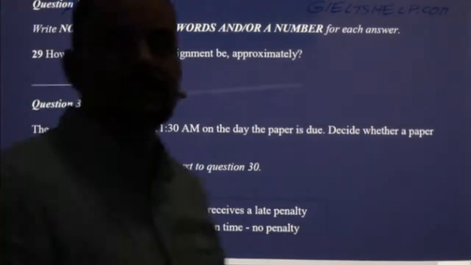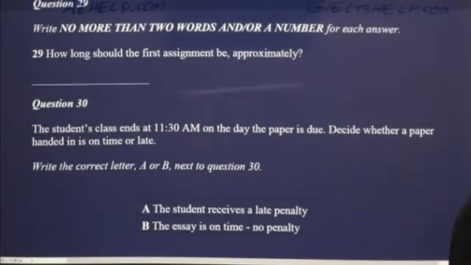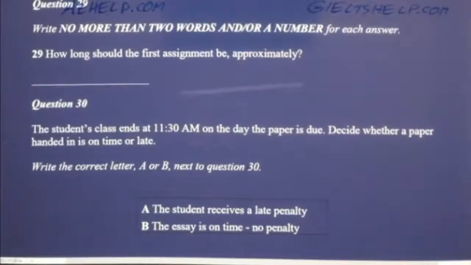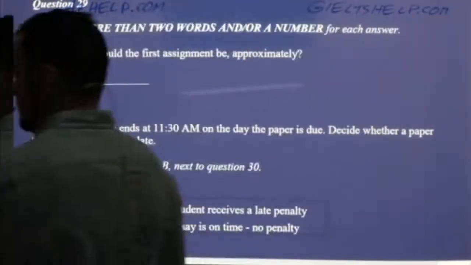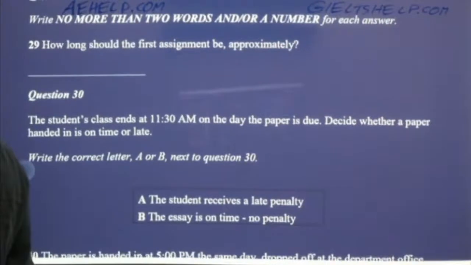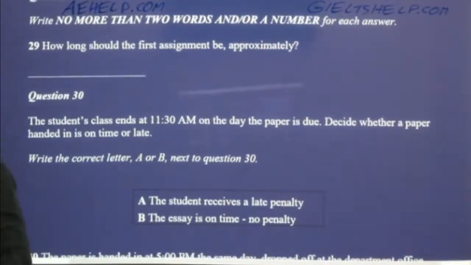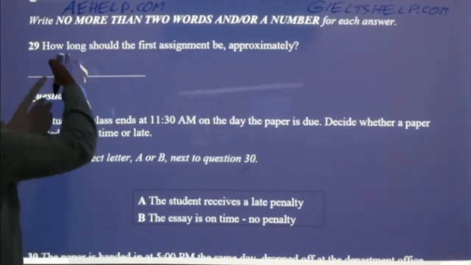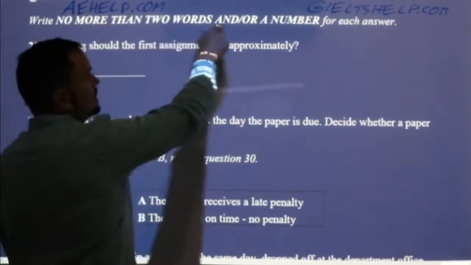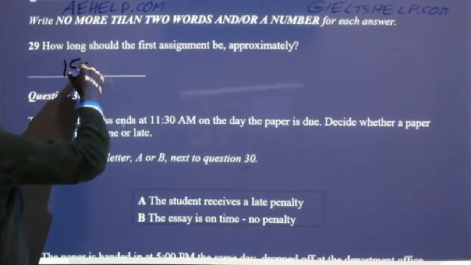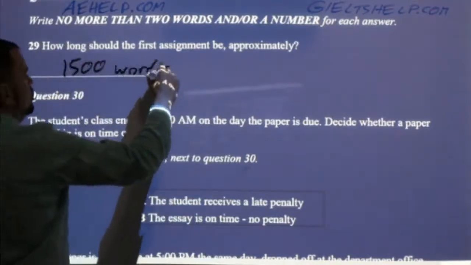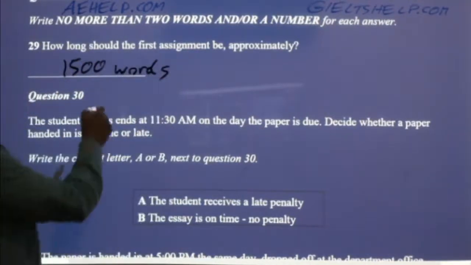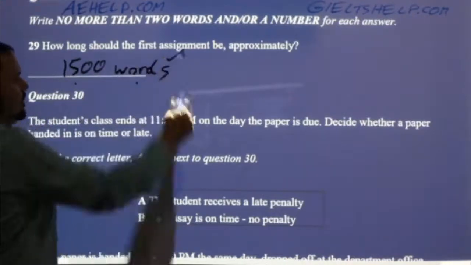Okay, I can brighten up our day a little bit more here now that we're done with that table. There, now it's a little bit brighter, okay? All right. Okay, how long should the first essay be approximately? 1,500 words, yeah. No more than 2 words and or a number. 1,500 words. Here, you have to have both to get it correct.